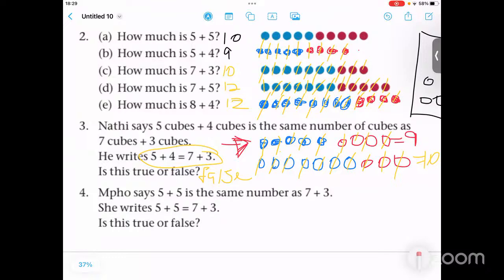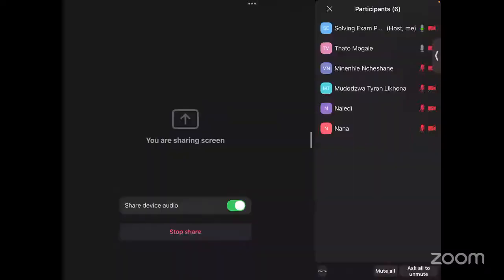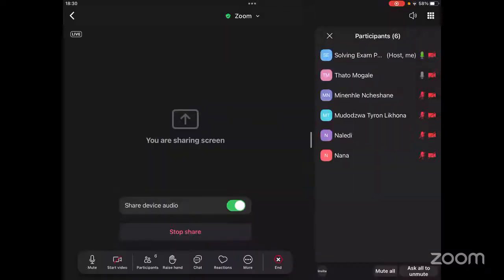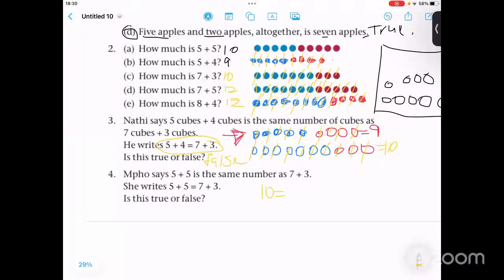Now I'm gonna ask Tato, how much do you get when you add 5 and 5? 10. 10, and I'm going to write it here. Thank you, Tato. We have 10 is equal to, now how much do we get when we add 7 and 3, Naledi? 10, ma'am. Perfect.